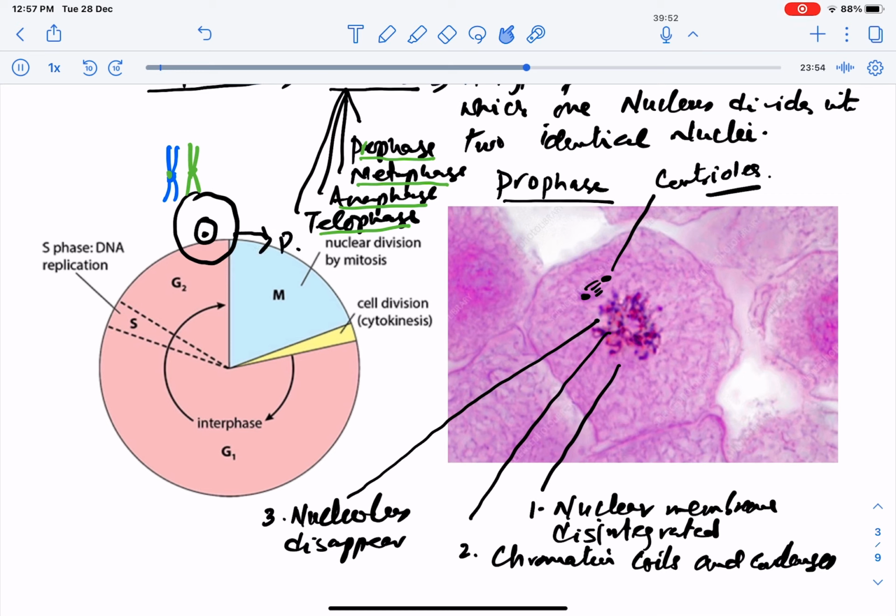Then it goes to the next phase, which is metaphase. See, this was prophase, then metaphase. The centrioles have reached the respective poles. Centrioles reached the opposite poles. Spindle formation.